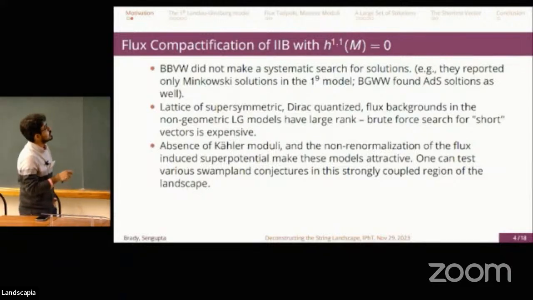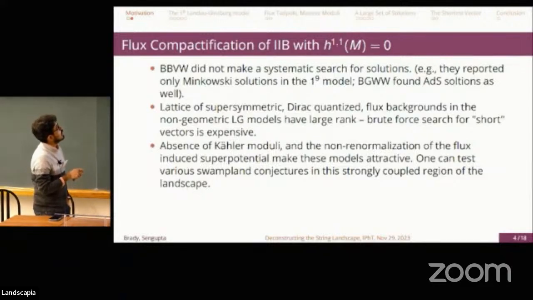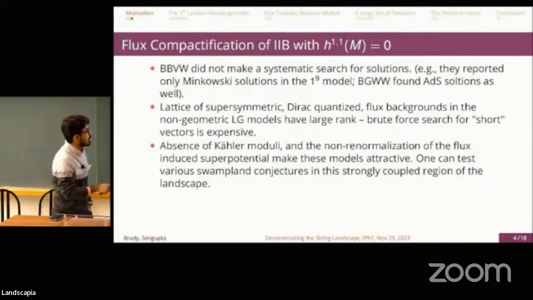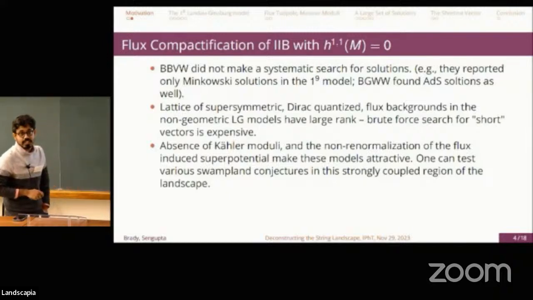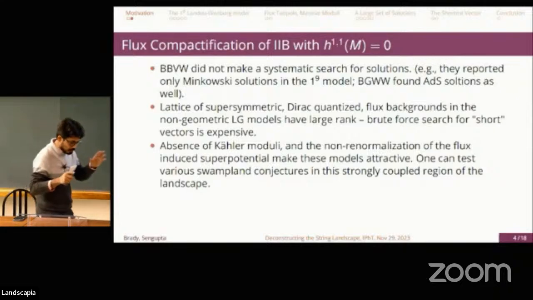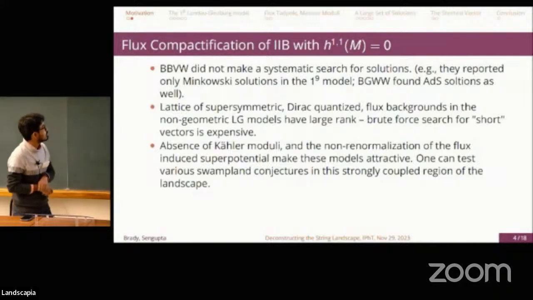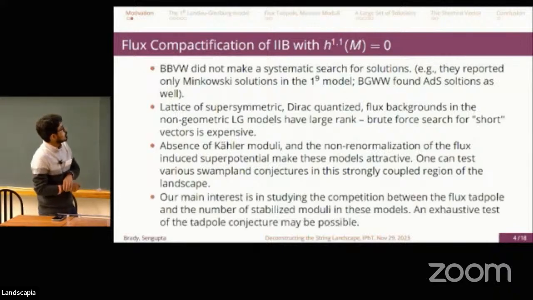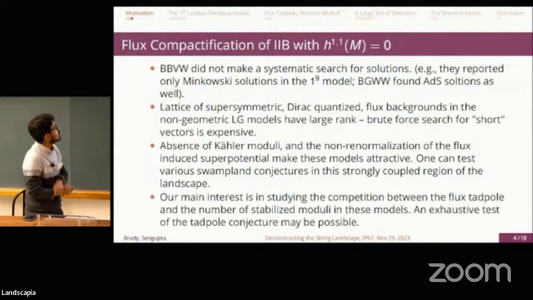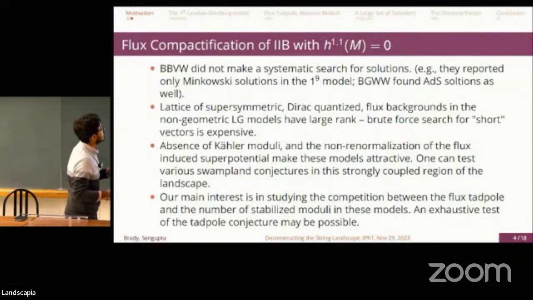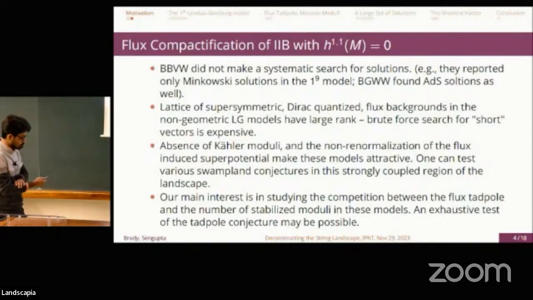The reason this was not done back in 2005 is that the lattice of supersymmetric Dirac quantized flux backgrounds in these non-geometric Landau-Ginzburg models has a really large rank. So a brute force search for short vectors, by short we mean fluxes which satisfy the tadpole cancellation condition, is quite expensive. The work that we have done with Katrin is that we start systematizing the search for solutions in these models.